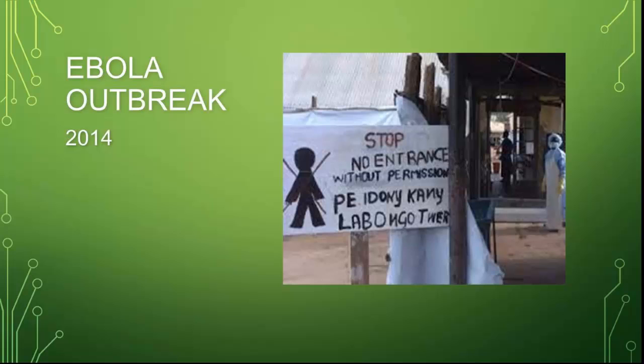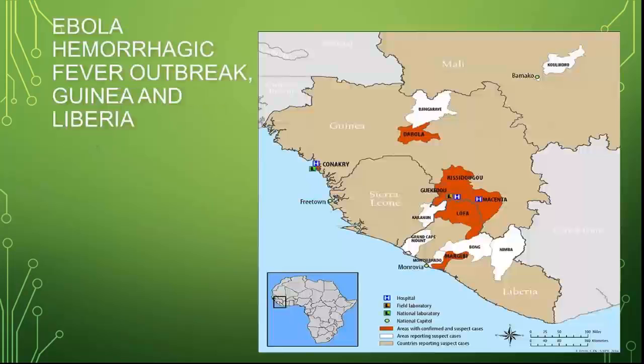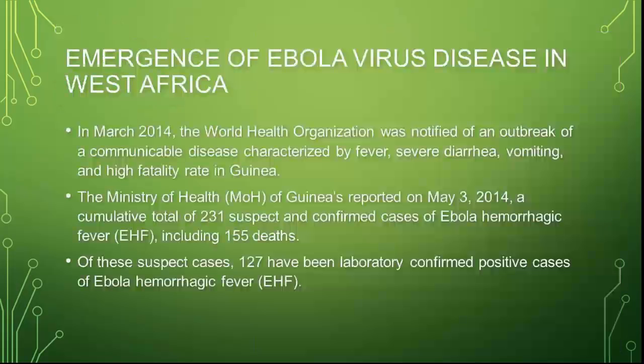So, moving to what is going on right now, the current outbreak. This is a map of West Africa showing the areas of the current outbreak. As you can see, the red areas are the areas with confirmed and suspected cases, and the beige areas are suspected cases. So it's pretty much Guinea and Liberia.